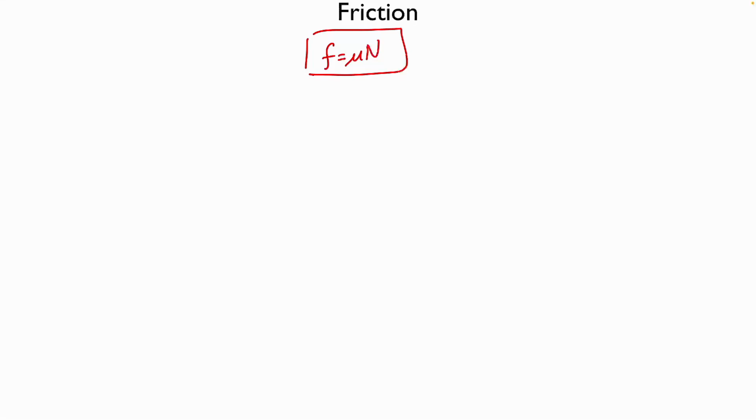So what is that mu? What are the units of F, the force of friction? Hint, it's a force. It's a Newton. What are the units of normal force? It's a Newton. And what happens if you divide a Newton by a Newton? Nothing. You get no units. So what are the units of mu? It's unitless. Mu has no units associated with it.